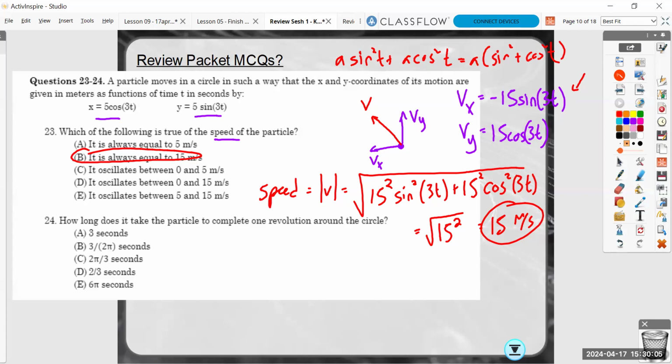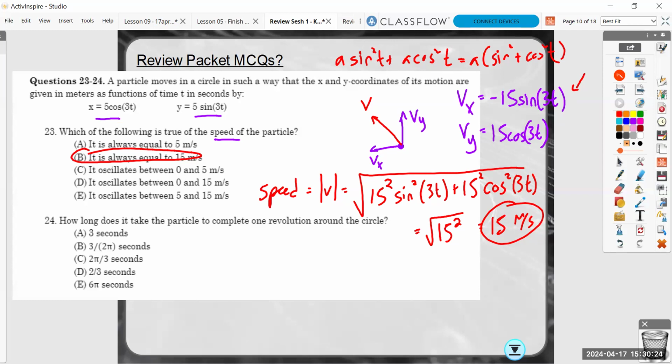Sine squared plus cosine squared equals 1 is one of those ironclad trig things. Are these graded? They will be, yes. I would like them done, and I will reward you with points for it. I will also release a key before the exam.